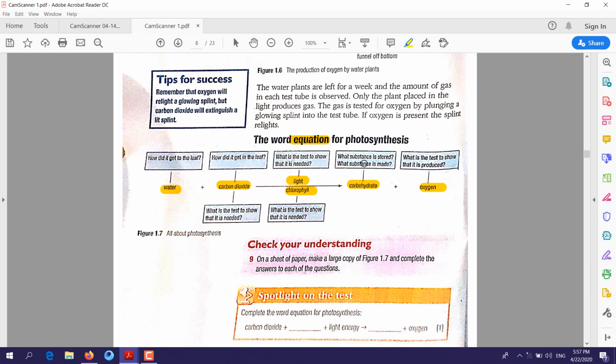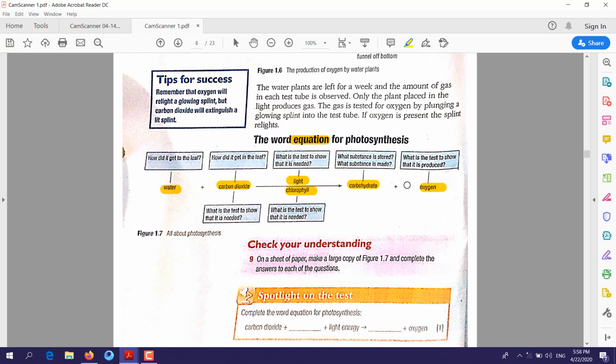Carbohydrate. What substance is stored and what substance is made? Okay. Which substance will it make in photosynthesis? It will make glucose, sugar. Then the carbohydrate, how will it be stored in the plant? We say it will be stored as starch.